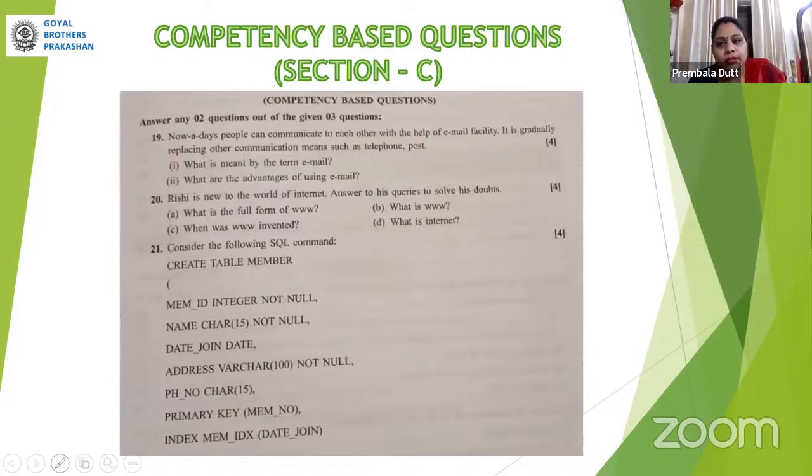As I told you, in this part we discuss the database and web application. So you will see here one question is definitely from your SQL. For example, consider the following SQL command. I am discussing question number 21 for a moment. They are saying consider the following SQL command like this. It is a create table command. Various columns with constraints like not null have been created.